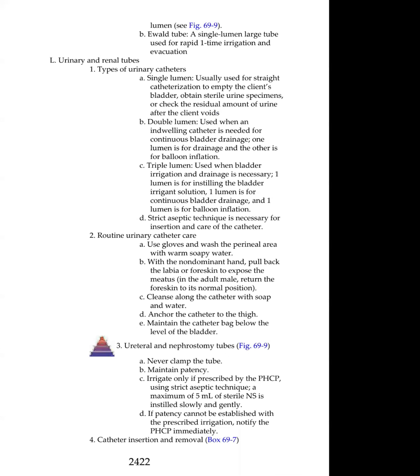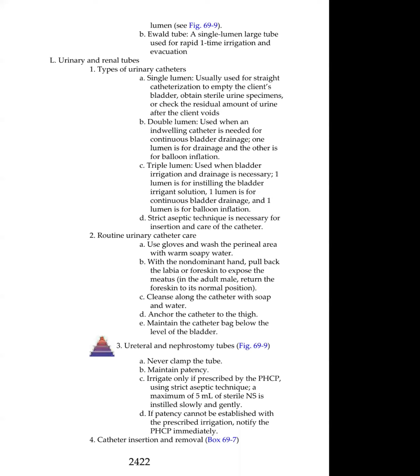Triple lumen used when the bladder irrigation and drainage is necessary. One lumen is for instilling the bladder irrigation solution. One lumen is for the continuous bladder drainage, and third is for the balloon. Strict aseptic technique is necessary for insertion and care of catheter. Otherwise, there is a more chance of having a UTI.